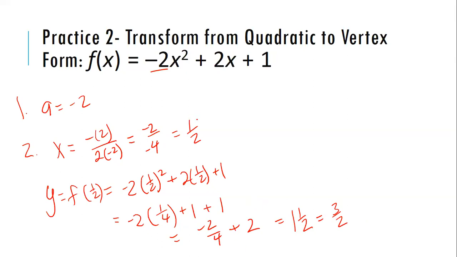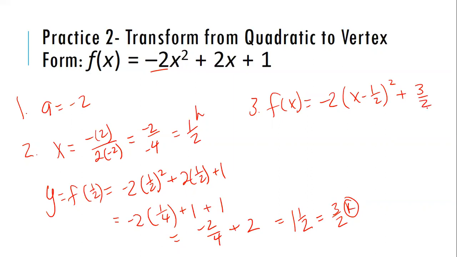But again, you have your H, you have your K. So you can write your equation, f of x equals negative 2 times x minus 1/2 squared plus 3/2. Okay, I chose this example or practice so that you guys can see that just because it's a fraction doesn't change the process. Same thing is going to take place.